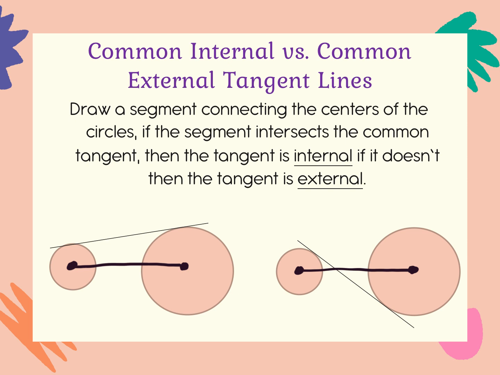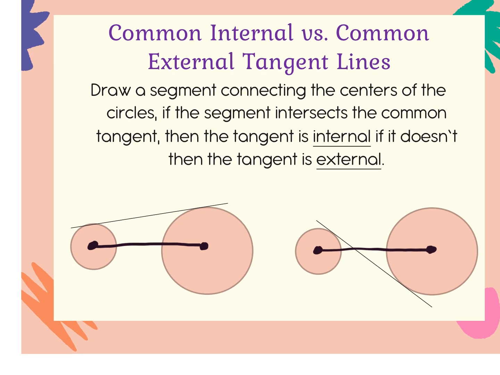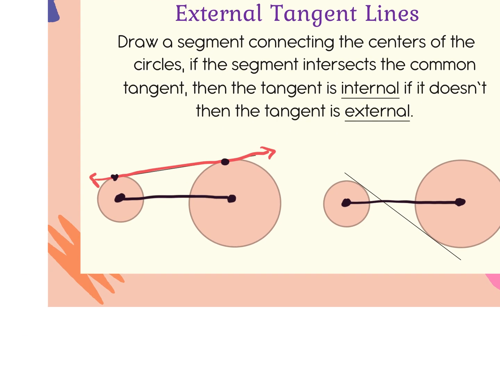So in the picture on the left, they've drawn in a tangent. This line is tangent to the small circle and to the large circle. Notice it's only touching each circle at one point. When that tangent line does not intersect the segment that you drew connecting the centers, this would be an example of a common external tangent.